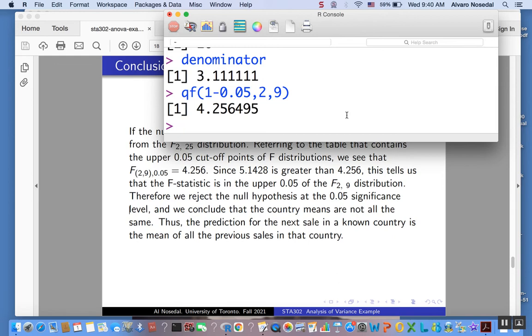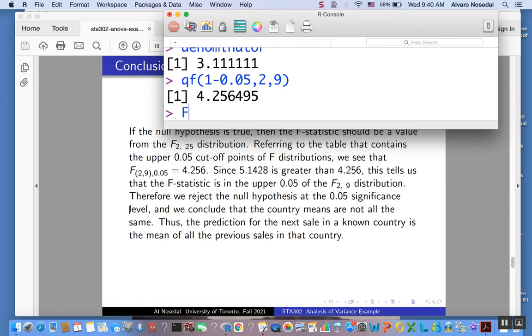That was the case. Ours was 5 point something, so it clearly falls in the rejection region. Since it's greater, we reject H naught. What that means is that the information about country is relevant, and if you're going to make a prediction, you're better off using that information.